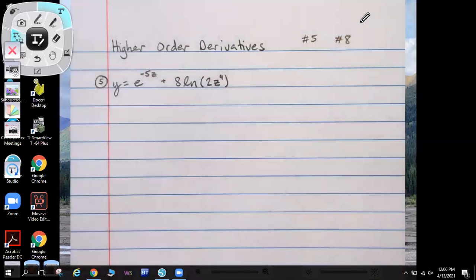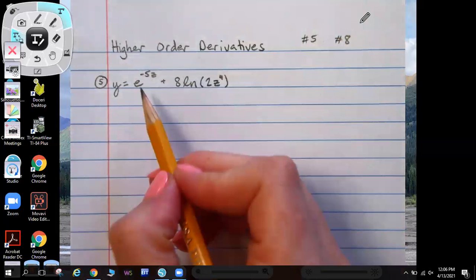Okay, number 5 is y equals e to the negative 5z plus 8 natural log of 2z to the 4th. So we're just going to take the derivative of each one of these separately.